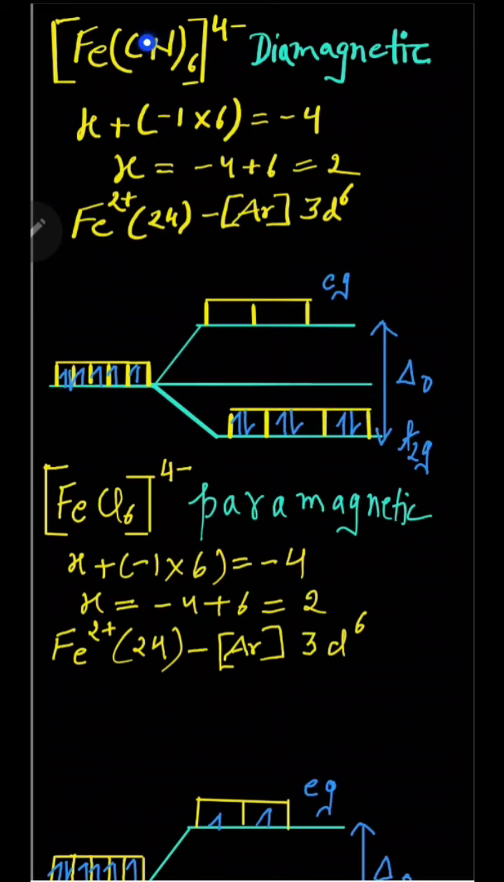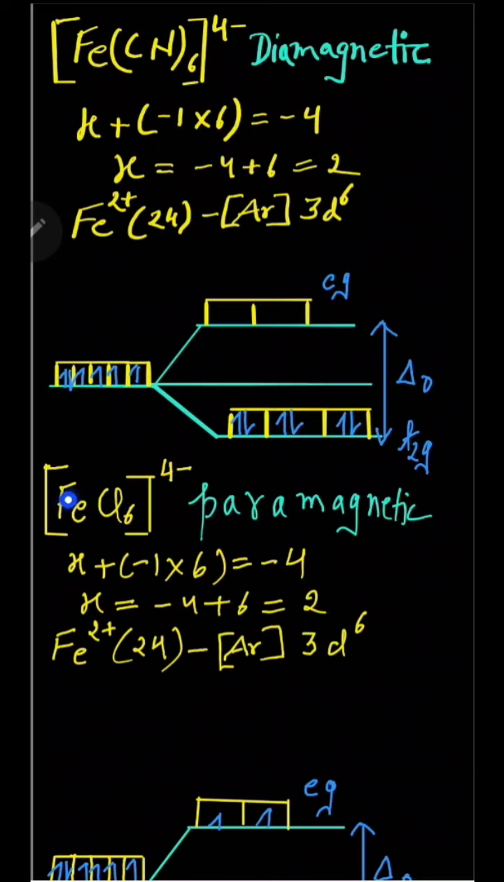Since cyanide is a very strong ligand, the crystal field splitting is very high, right? And the pairing energy would be low, and the complex will prefer the low energy pathway, and all the 6 electrons will get paired in this particular T2g set of orbitals. So all electrons are paired. That's why it is diamagnetic in nature, and its magnetic moment would be 0.